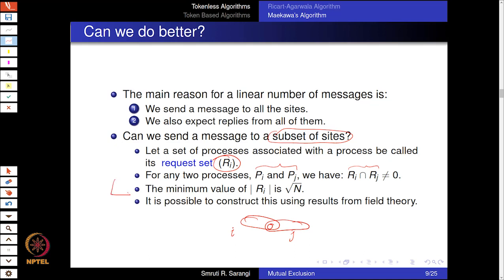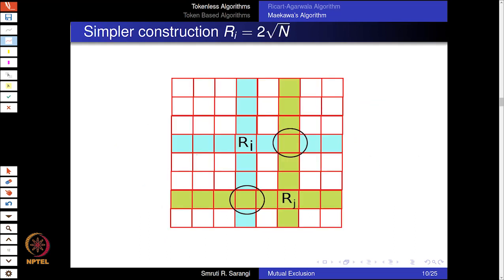It happens to be the case that it is possible to construct such request sets where the size of each request set is square root of n. For every i I can have a request set such that for any other process j and its request set, there will be at least one process in common. So the intersection will be non-null and the size of these will be in the ballpark of square root of n. Of course, this will require results from field theory, so we will not go that far. We will consider a simpler argument.